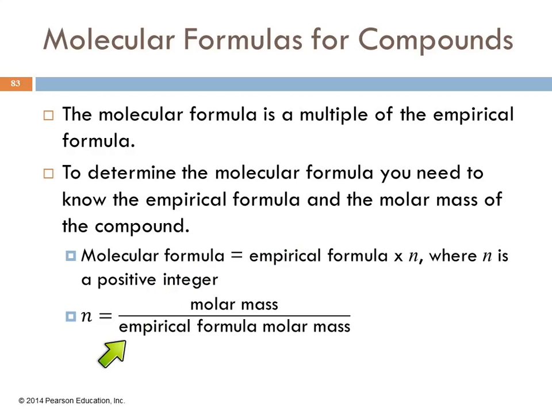And so what we do is we find out how many of those empirical formulas fit into the molecular formula. So we take the actual molar mass and divide it by the mass of our empirical formula. And this will almost always give us a nice whole number. If it doesn't give you a whole number in these setup exercises, that means you're calculating something incorrectly.